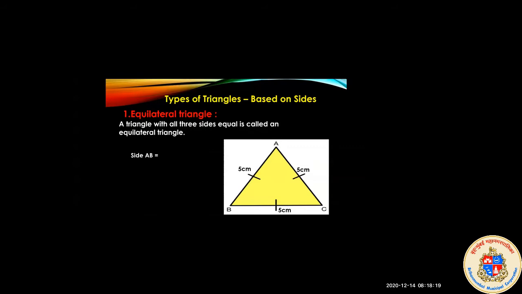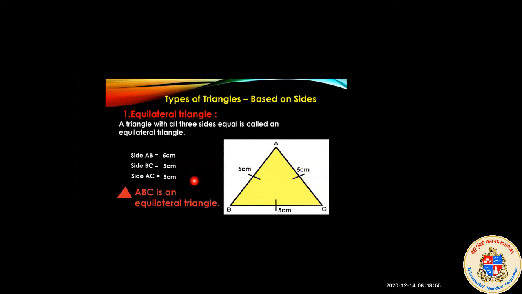Now we'll see the measurement. What is the measurement of side AB? Side AB measurement is 5 centimeter. Now side BC, what is the measurement for side BC? 5 centimeter. Now the third one is side AC. So all the sides have 5 centimeter. So when there are equal measurements on all the sides, that triangle will be an equilateral triangle.